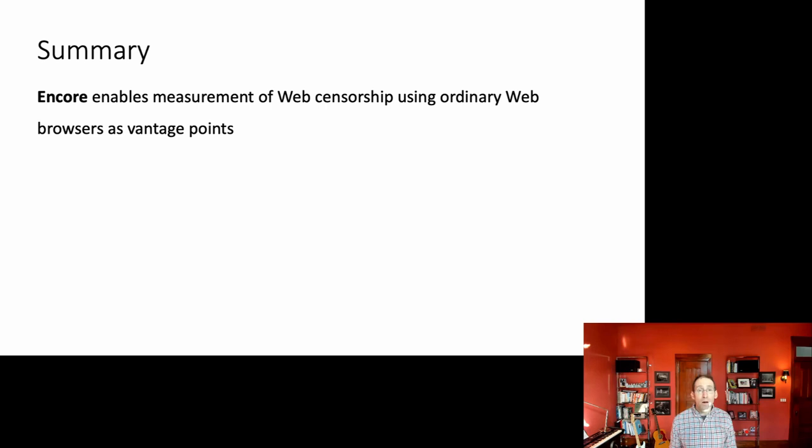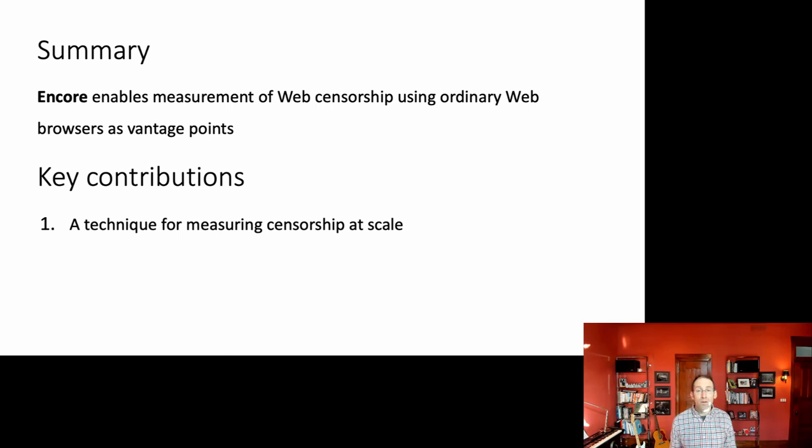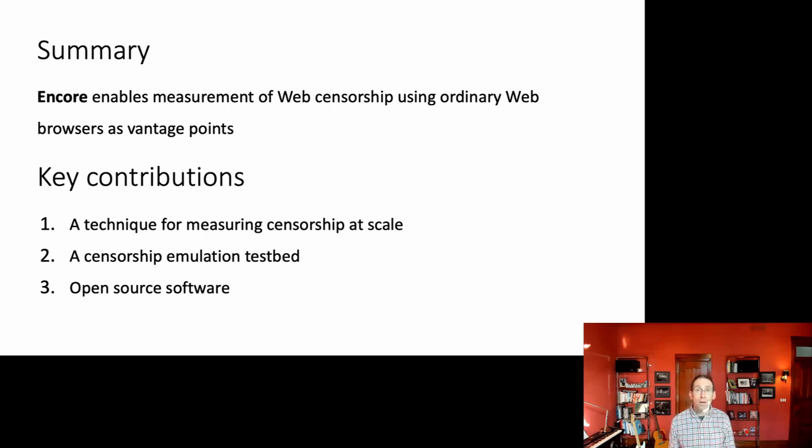In summary, Encore enables measurement of web censorship using ordinary web browsers as vantage points. It's a technique for measuring censorship at scale. The tool comes with an emulation testbed that validates the technique, and the tool is also open source. The tool presents a number of ethical considerations, in particular how to conduct these measurements, and who should be asked to conduct which type of measurements. These of course remain complicated ethical issues that need to be considered in the deployment of a tool like Encore.